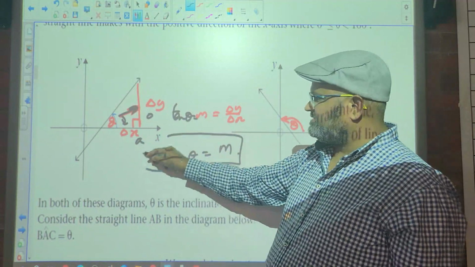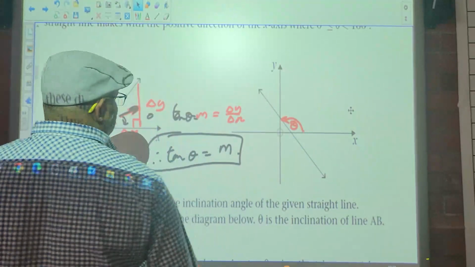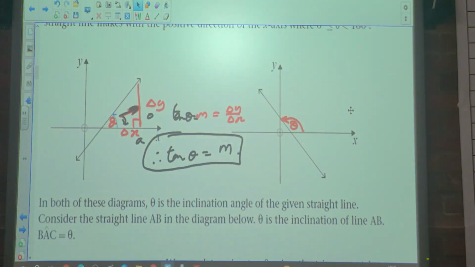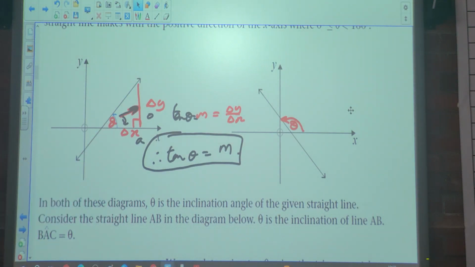And that's how they get this. Okay, so you can write that down. The tan of theta is your gradient, to work out this angle theta. Alright. In both these, we read that already.